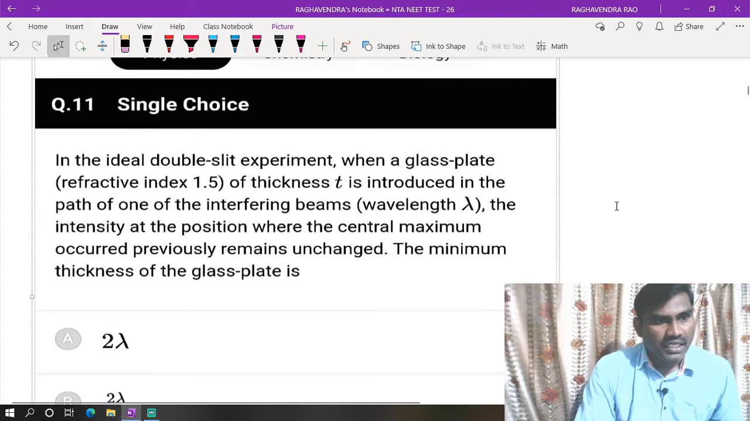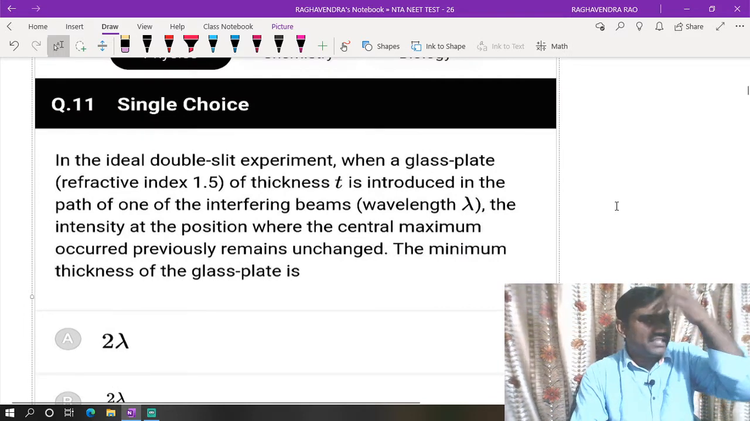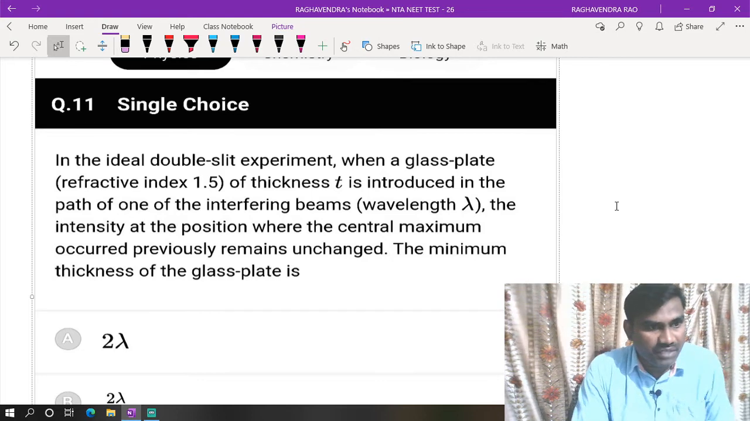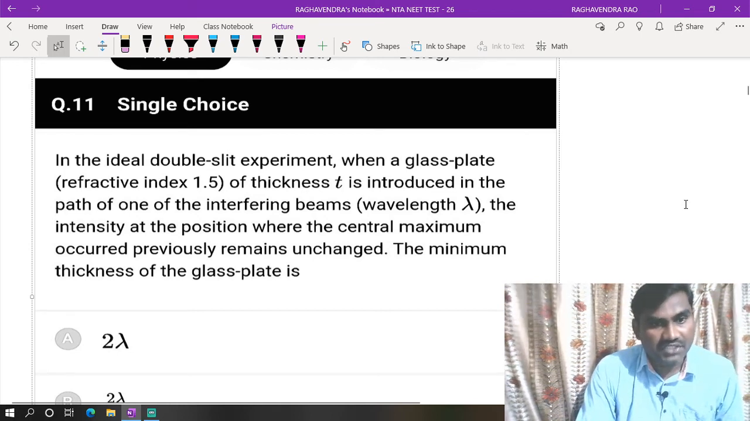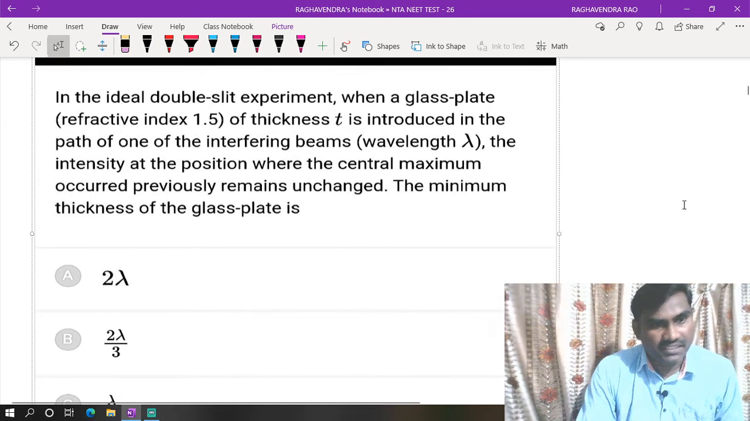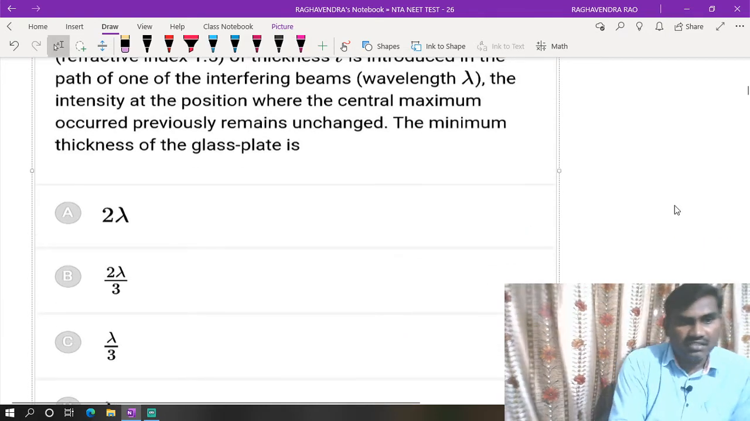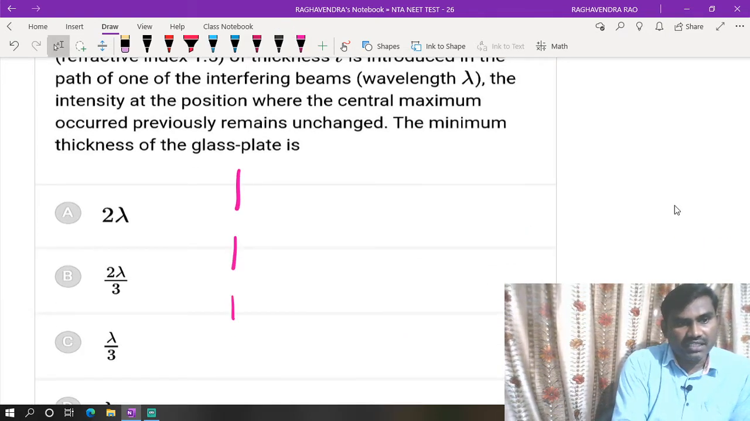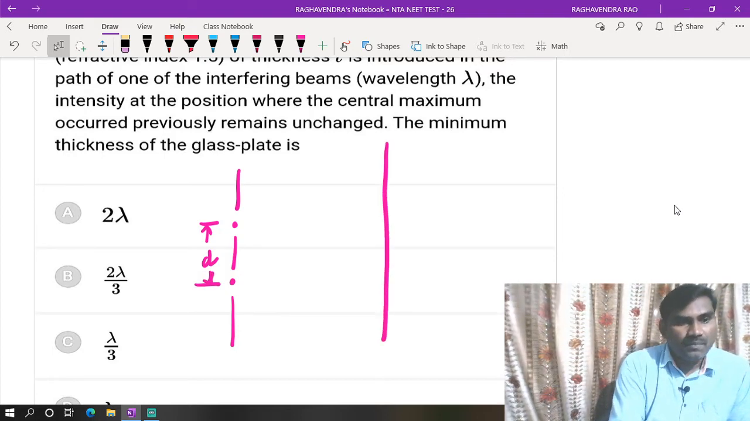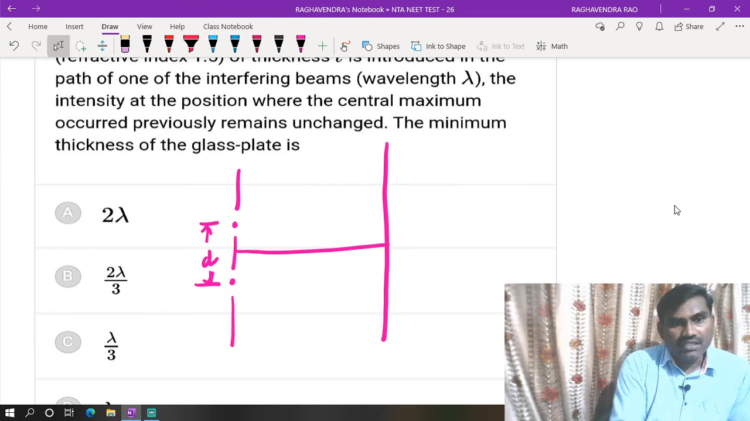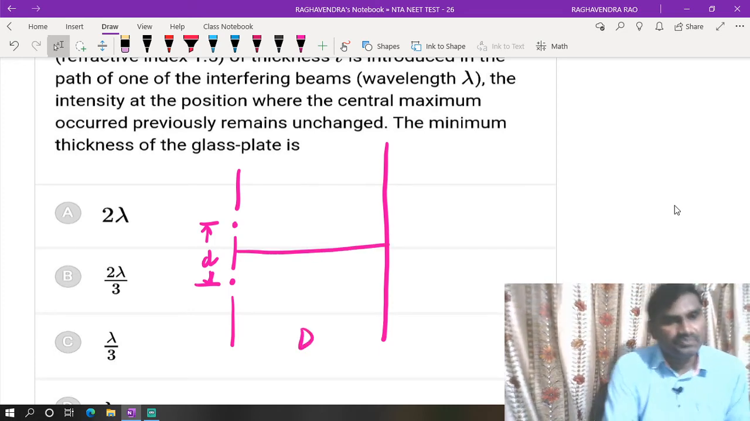Right. In an ideal double slit experiment, a glass plate of thickness t is introduced in the path of one of the interfering beams. The intensity at the position where the central maximum occurred previously remains unchanged. The minimum thickness of the glass plate is? So the situation is, in the case of the double slit experiment, we can take a double slit. These two slits are separated by a small distance d, and this is a screen. Now the distance between the slits and the screen is capital D.